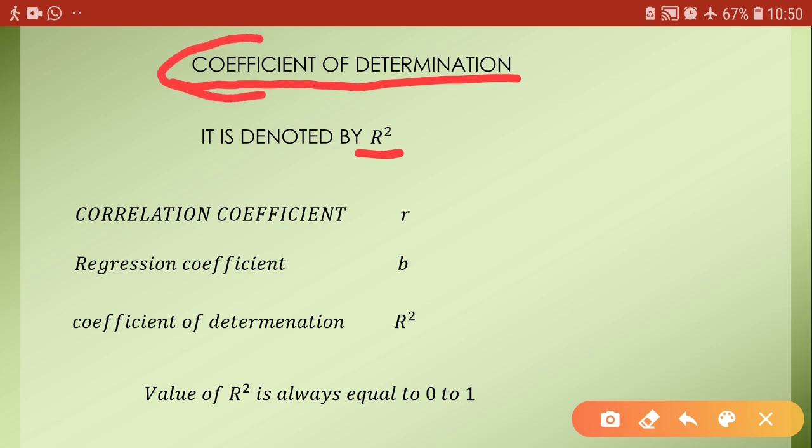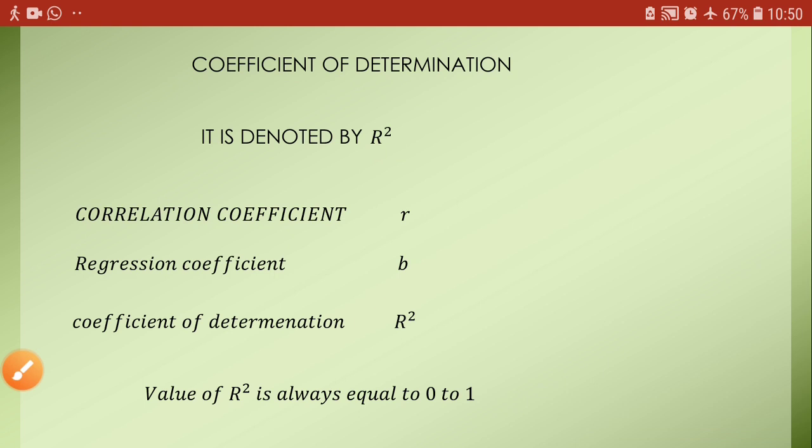Now there are many terms which have a word in common, coefficient. So sometimes students get confused. They see in the paper coefficient of correlation, they see coefficient of determination, they sometimes see regression coefficient, and then they get confused because everything is coefficient. So I have made a small analysis of what the terms of coefficient are.